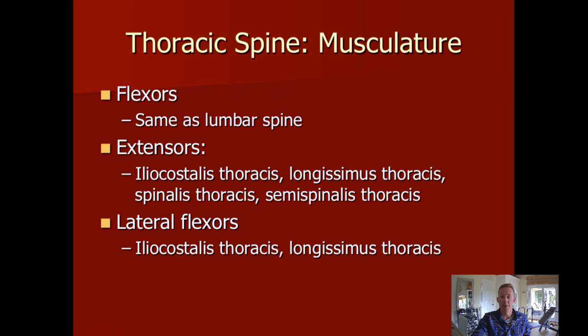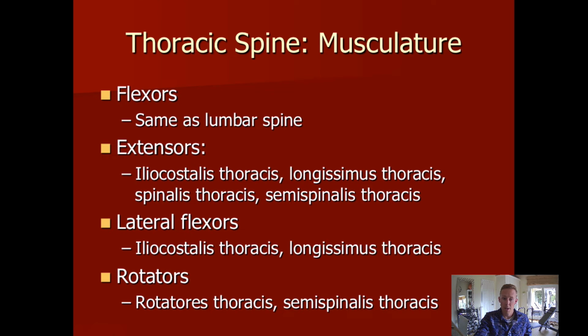Lateral flexors, again, some are extensors. If they work on just one side, they'll cause a side bend. So iliocostalis thoracis and longissimus thoracis are primary lateral flexors of the thoracic spine. And then rotation, we have our rotatories. There's a muscle group called the rotatories, and because they're in the thoracic spine, again, they'll be thoracis. They help to rotate the thoracic spine. There are these smaller muscles that are deeper that help with rotation. And then semispinalis, if it works on just one side, will help create rotation.